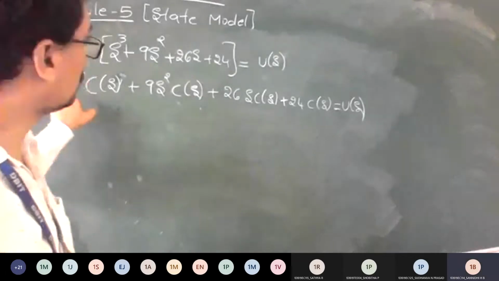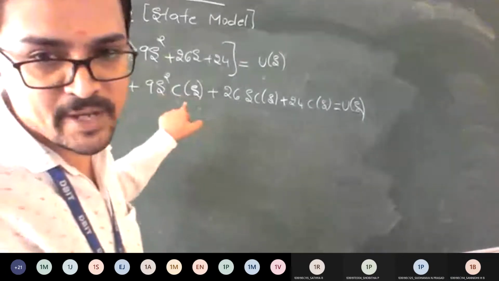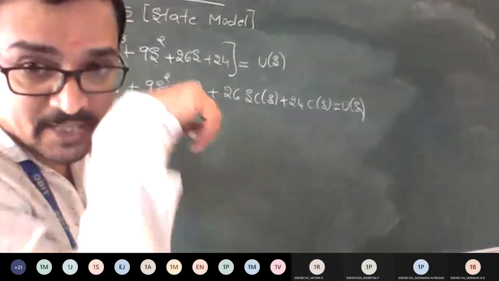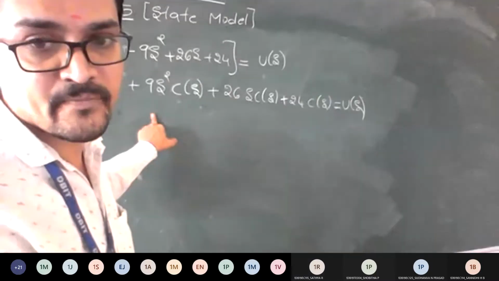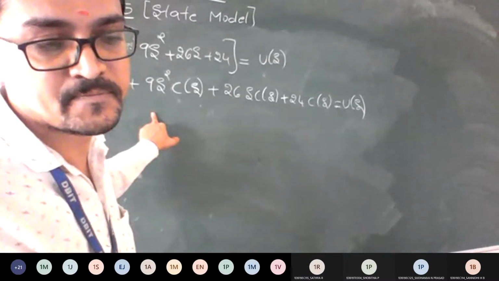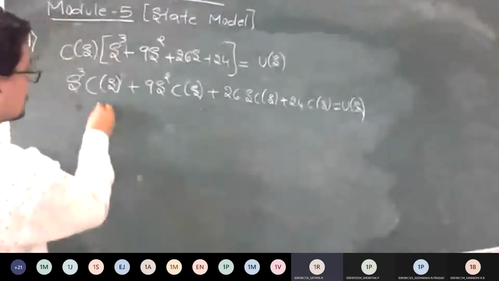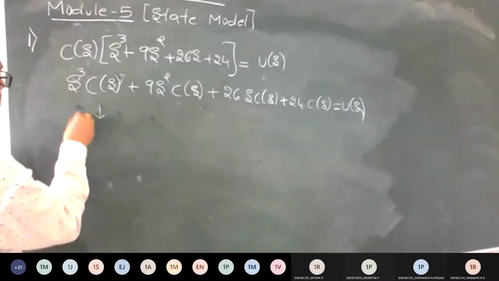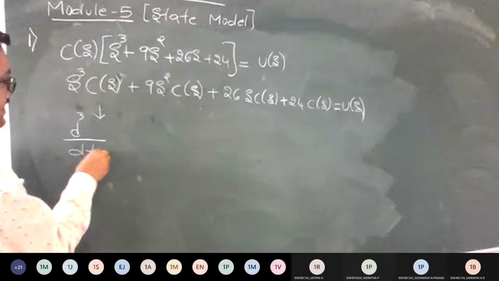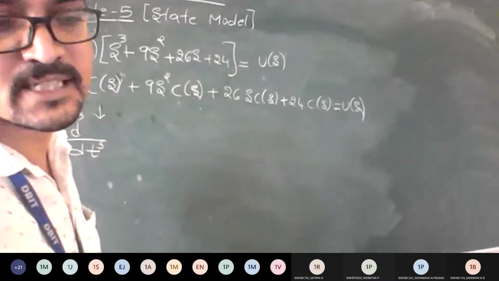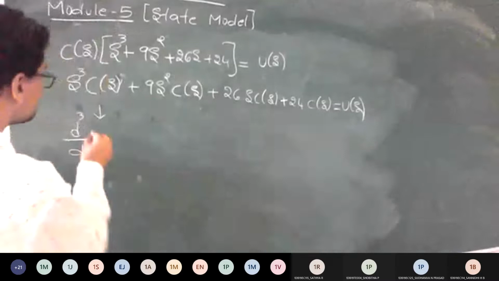See, the thing you have now, is it in the S domain, like a transfer function? Sorry, the Laplace function. So how to convert it to the time domain? Inverse Laplace. What is the equivalent of this? S cube means what? We can write it as d cube by dt cube. So what I can write as C of S, represent as C of T.